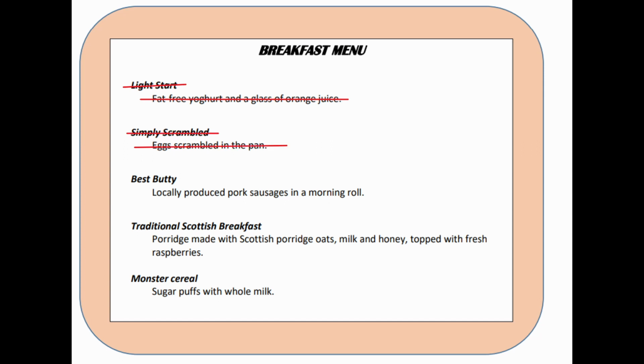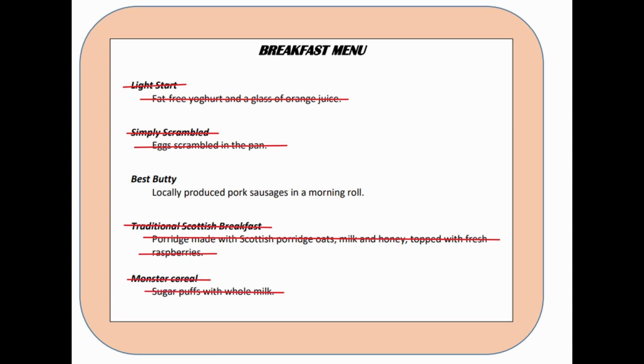Thursday's breakfast of porridge oats with milk and honey topped with fresh raspberries also does not fit this profile, as it will contain glucose and vitamin C. Friday's breakfast of sugar puffs with whole milk may also be eliminated for the same reason that it contains glucose, whilst our samples were shown to contain no glucose.